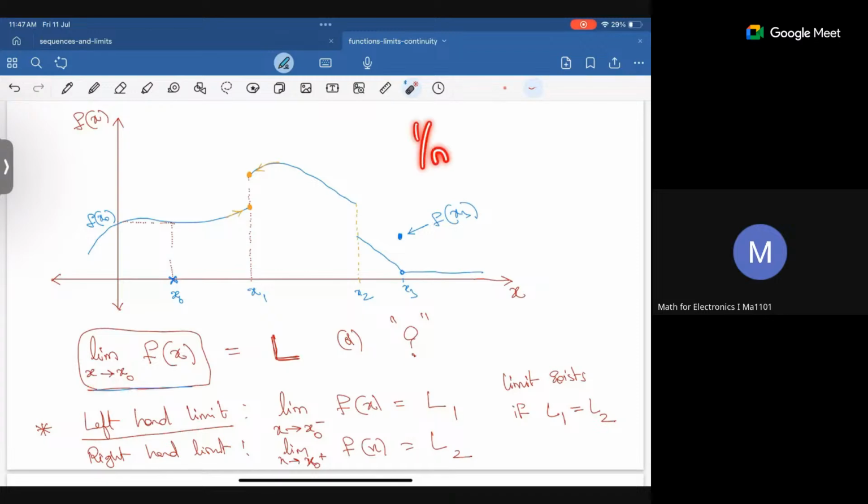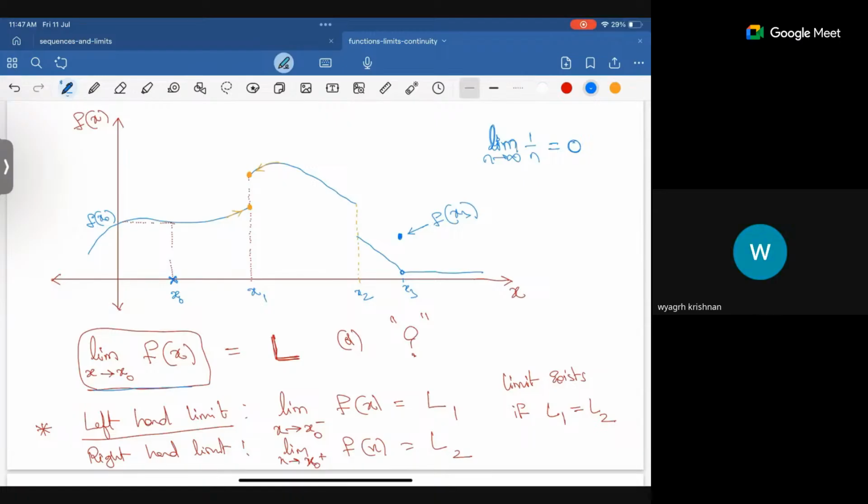So 1 by n. What is the limit of 1 by n? We say it is 0. It approaches 0. That is what we write, right? That is how we define it: limit n tends to infinity of 1 by n, we say it is equal to 0. So that is what limits mean.